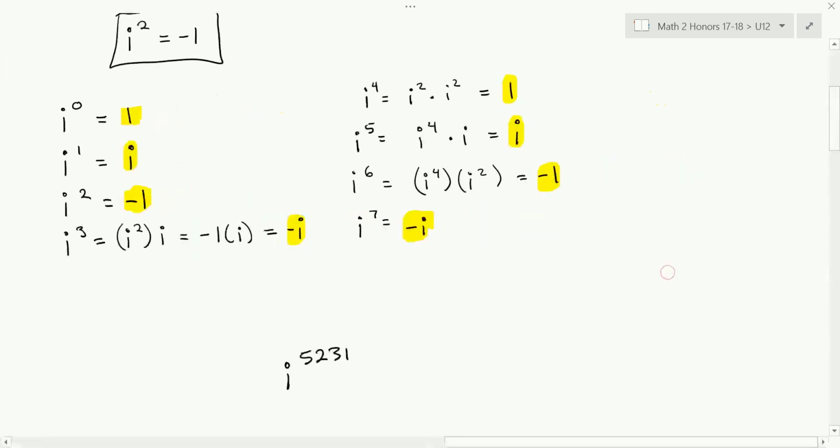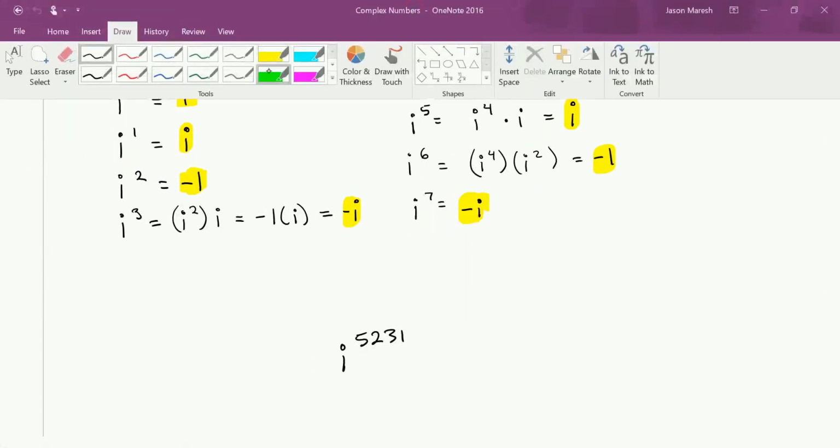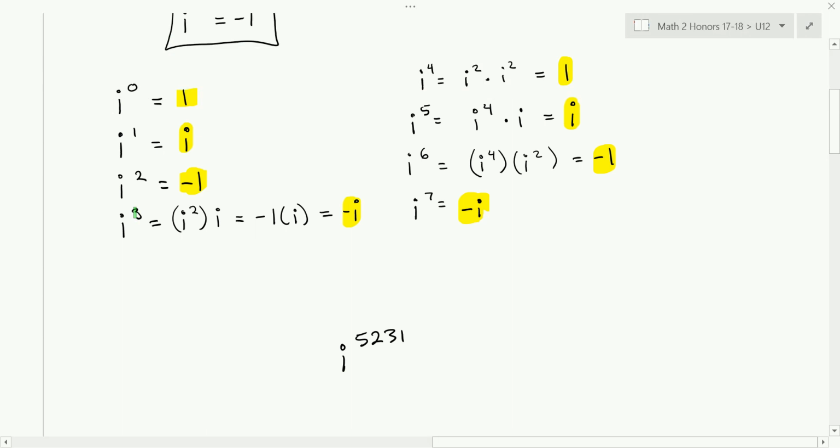Okay, so look at the exponents. Let's think about the exponent 3, the exponent 7. What would be the next one? So 3, 7. The next one would be, you're adding 4, right? What would it be? 11, 15, 19. How can we identify this group of numbers? What do they all have in common?